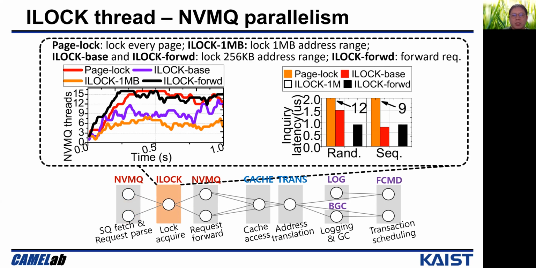We also evaluate the inquiry latency of iLock. Page lock has the longest latency. This is because the lock RB tree is large. iLock forward can maintain low inquiry latencies.